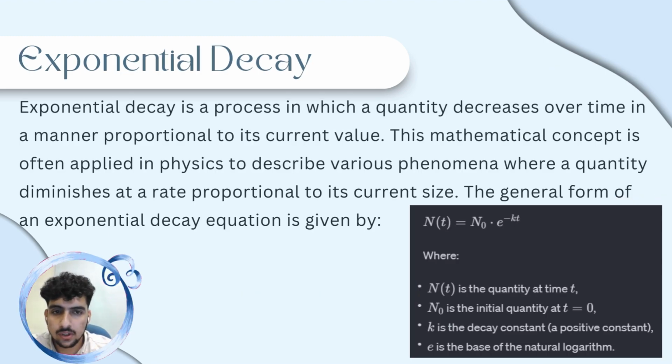Exponential decay is a process in which a quantity decreases over time in a manner proportional to its current value. This mathematical concept is often applied in physics to describe various phenomena where a quantity diminishes at a rate proportional to its current size. The general formula is shown below, where N of t is the quantity at time t, and N0 is the initial quantity at time equal to 0, and k is the decay constant, which is a positive constant, and e is the base of the natural logarithm.